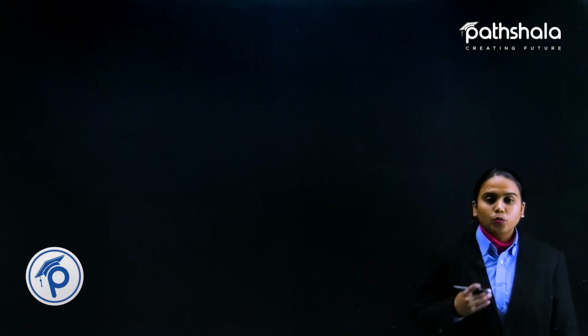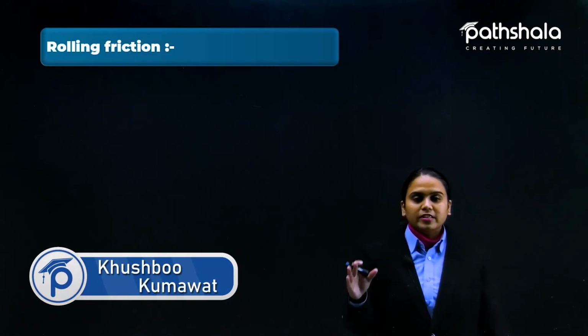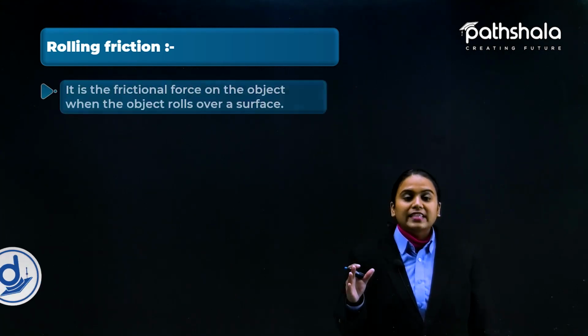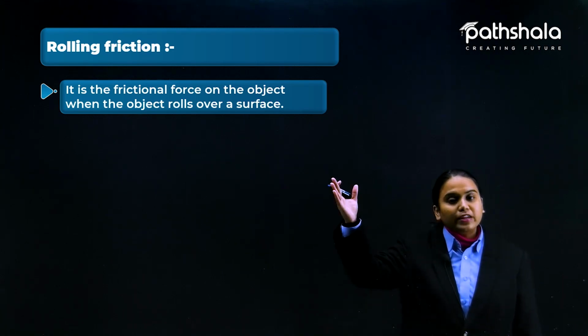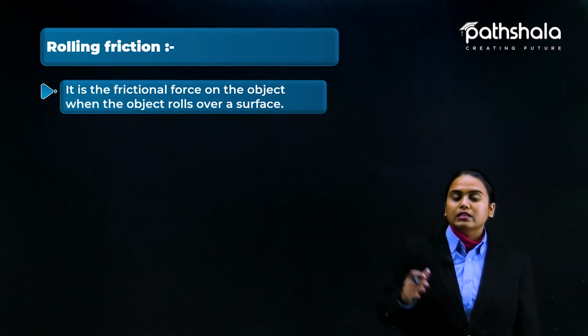So now the third one, that is rolling friction. As we have learned about static friction and sliding friction, rolling, as the name suggests, is when something actually rolls over a surface. So it's a kind of frictional force that acts when an object rolls over another surface.